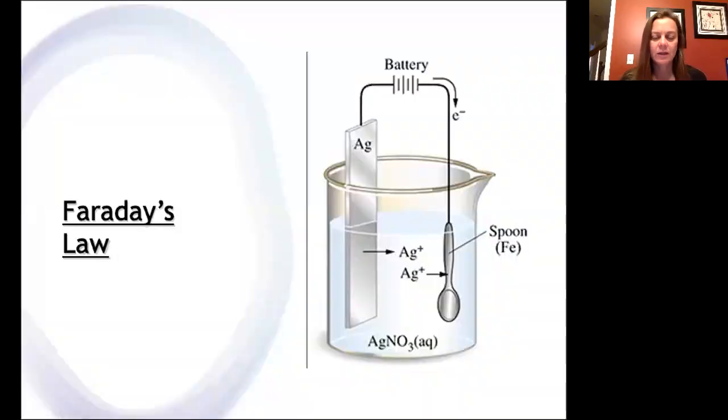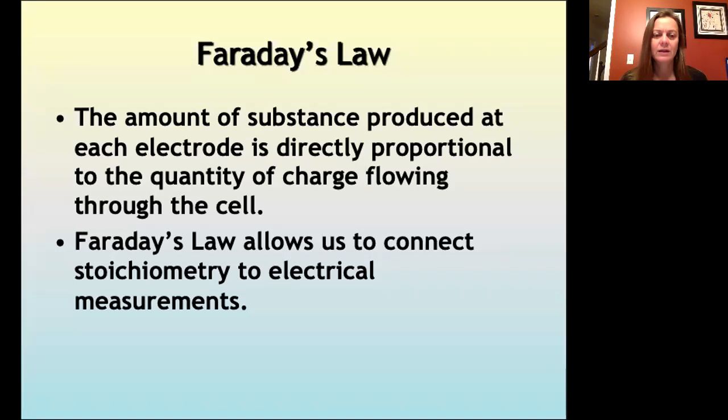So this is really continuing our conversation about electrochemical cells. And so Faraday's Law just says that the amount of substance produced or consumed at each electrode is directly proportional to the quantity of charge that flows through the cell. And what this does is it allows us to connect the stoichiometry that we've been using in all of chemistry to electrical measurements, current and charge.